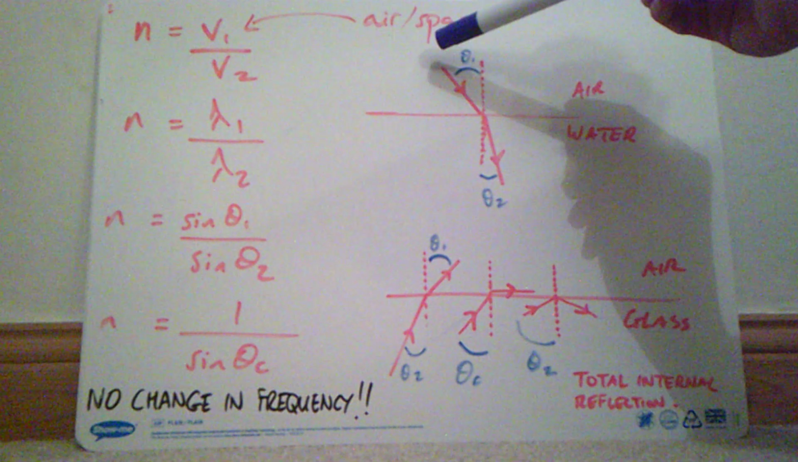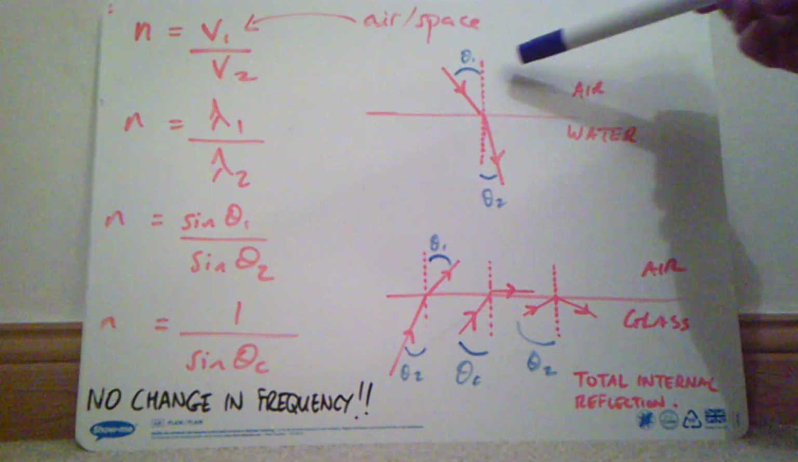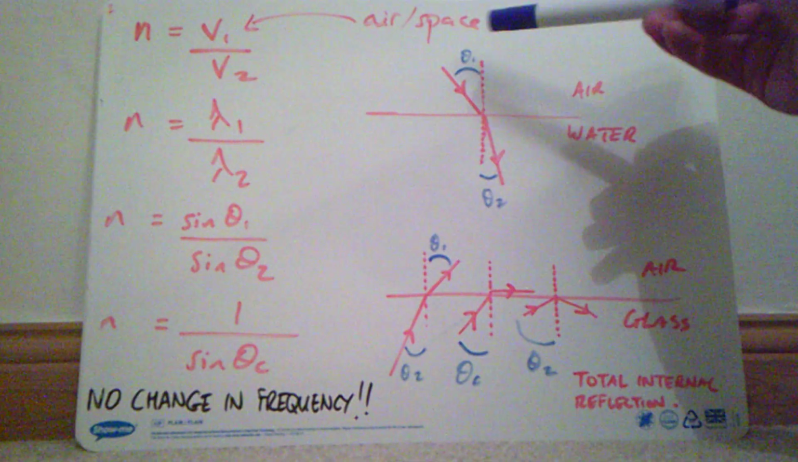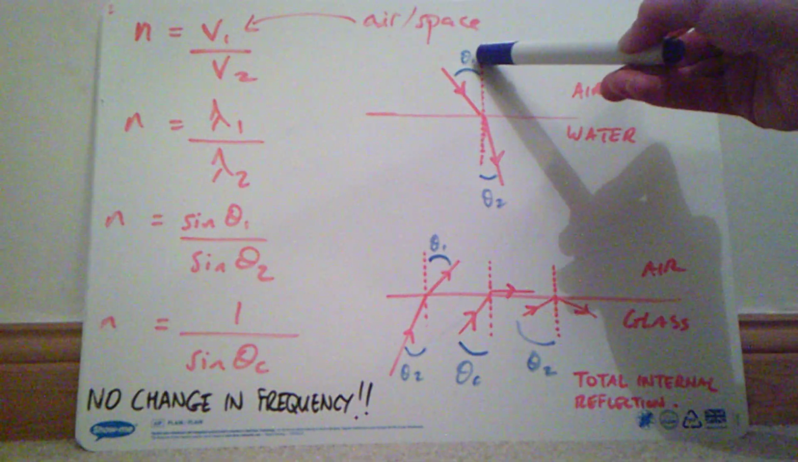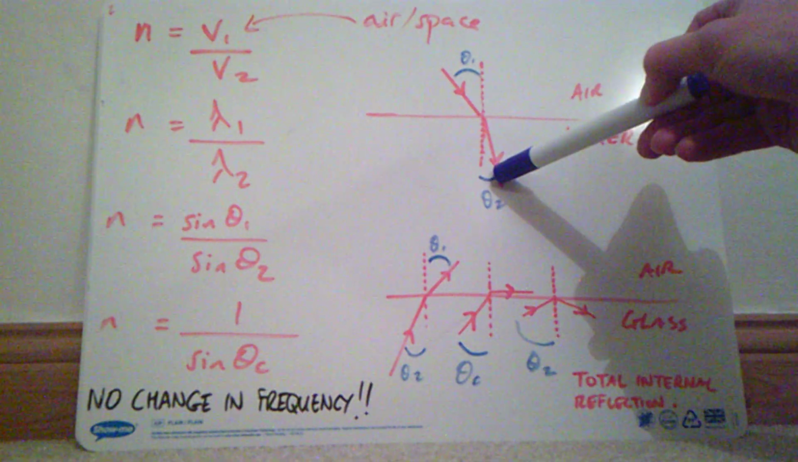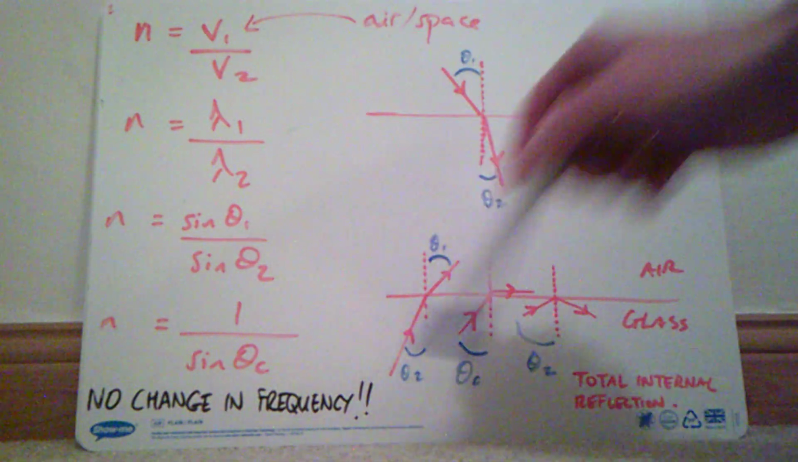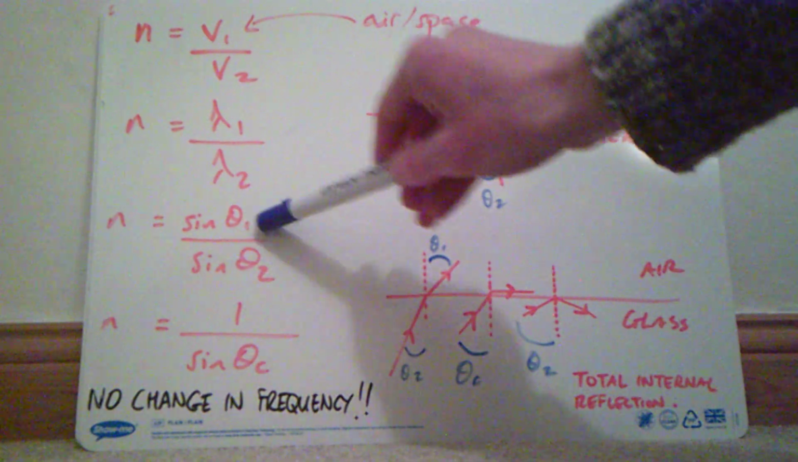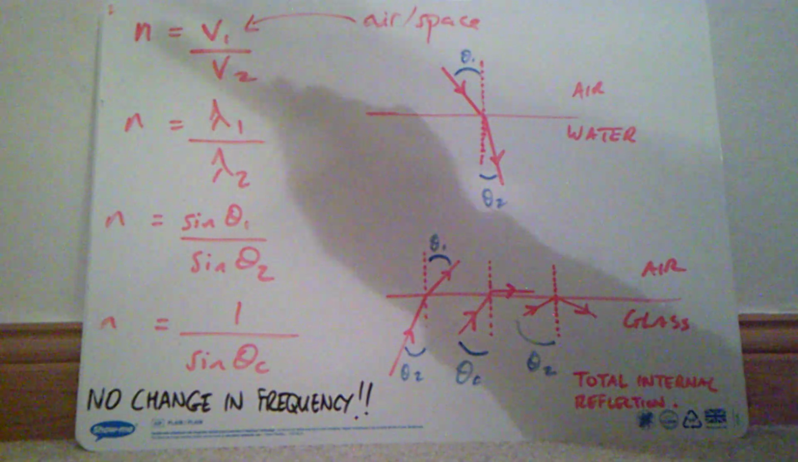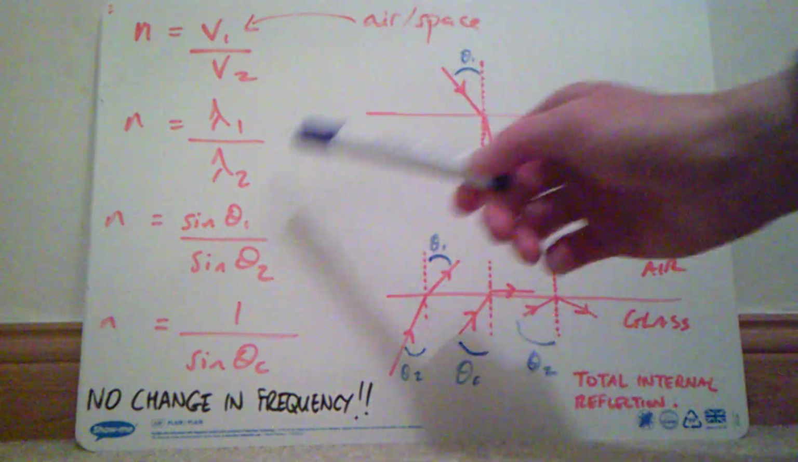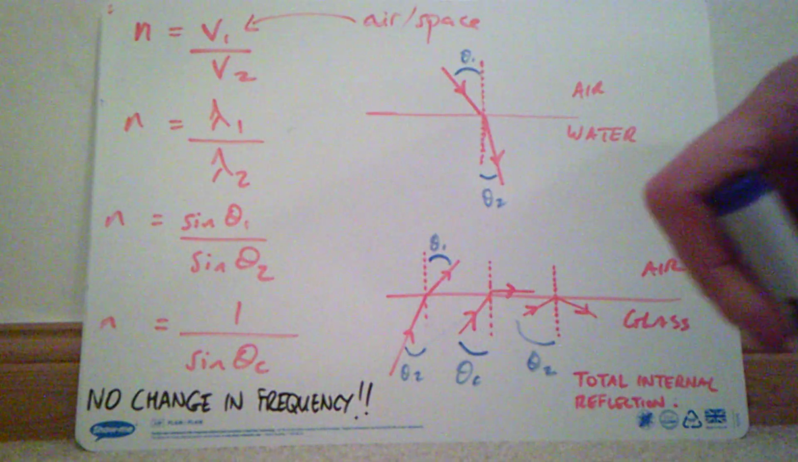So if we've got a ray of light coming in, it's starting in air, then it goes into water, we know it's going to be bending towards the normal. Well, theta 1 is always the angle in air, and theta 2 is always the angle in the slow material. Can we see that we've got a pattern here? Subscript 1 of whatever we're talking about, the angle, the wavelength, or the speed, always relates to air or space, and subscript 2 is always the slow material.